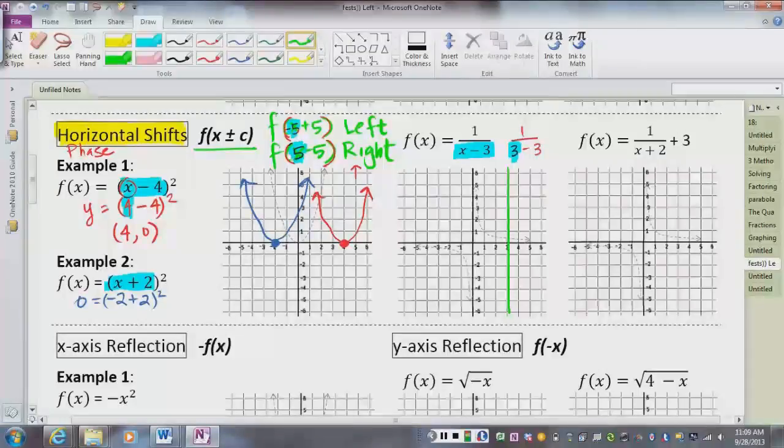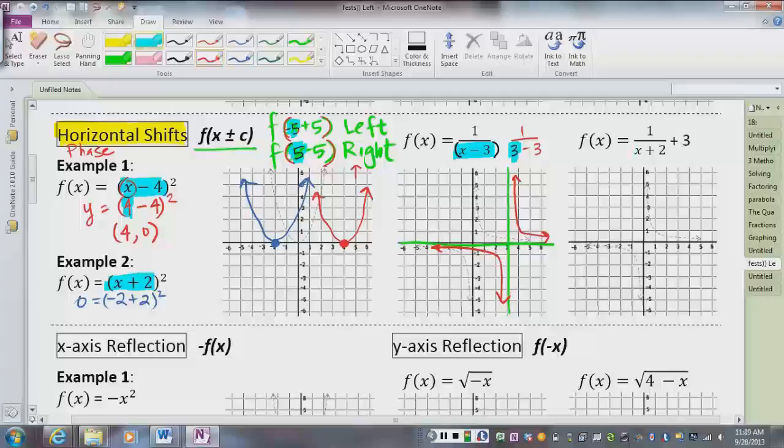We're not doing any vertical shifting here. I'm not adding anything to the function, but grouped around this x, we have a shift to the right 3 units. So I'm going to draw in my horizontal asymptote as well. From there, now that I have my asymptotes in place, I can graph this function. And that is my new graph. Let's look at the next one.